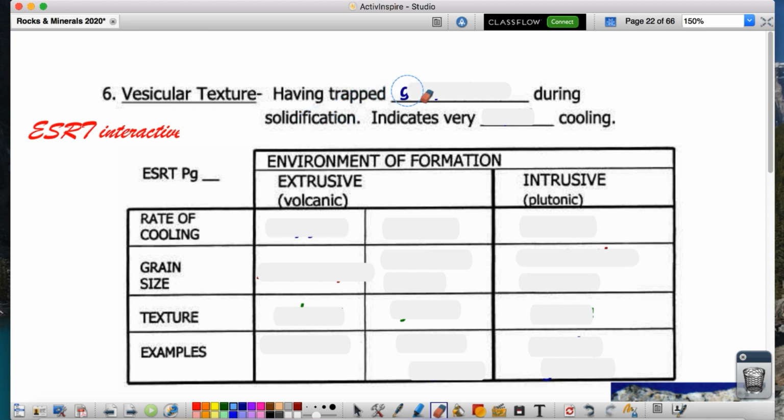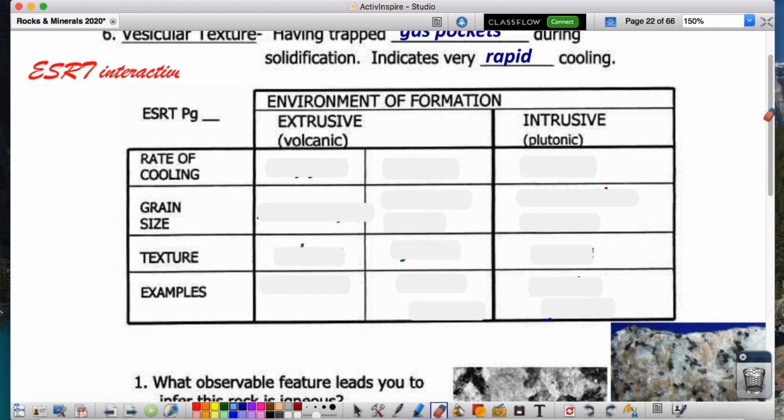The answer is gas pockets. Okay, now, in order for those gas pockets to form in there, what must be true about the way that rock cooled? It must have cooled very what? Please answer that. And the answer is it must have cooled very, very rapidly or quickly. Very fast cooling. Okay, now let's summarize what we know in this table beneath.